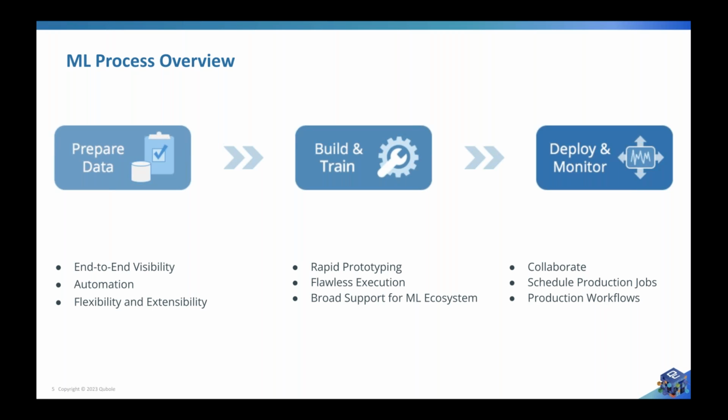Build and train, again, rapid prototyping, because you're not worried about how the infra would be managed, the cost overruns and other things. You have rapid prototyping, flawless execution, and a broad support for the ML ecosystem. And from a deploying and monitoring perspective, we have tools which help you monitor things from our dashboards. Second, you can collaborate with our notebooks and other tools. You can write your machine learning models, build your models, and then share them across your team. So you can collaborate with our Cubol platform.